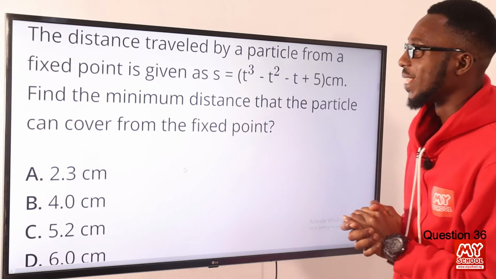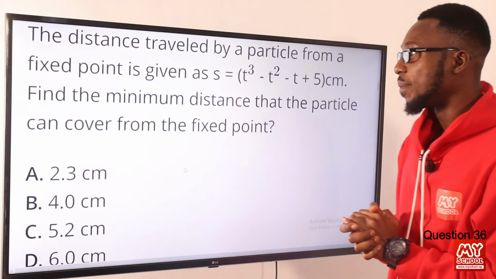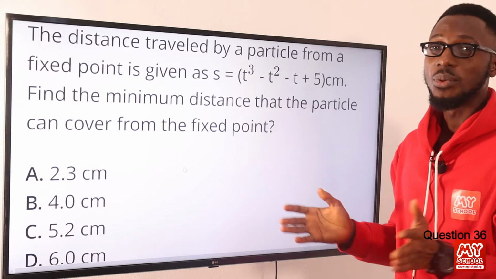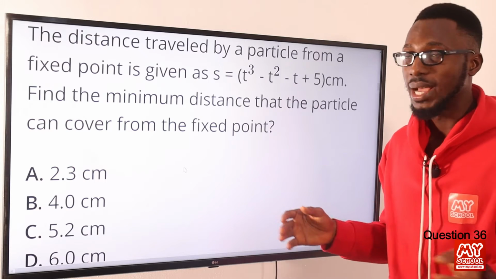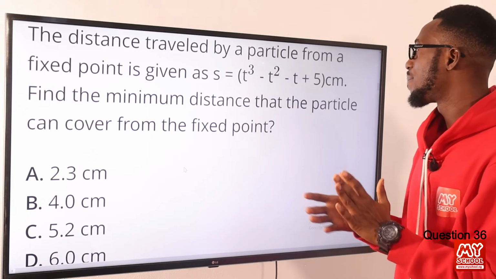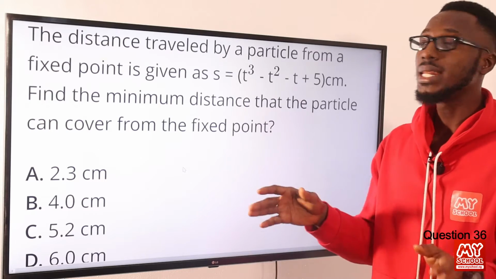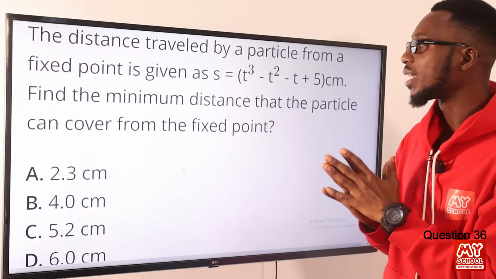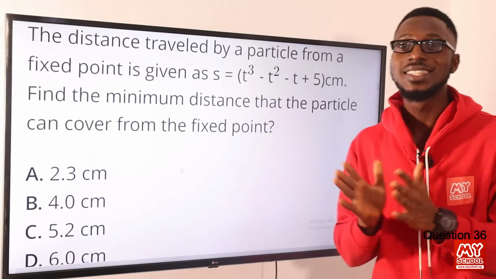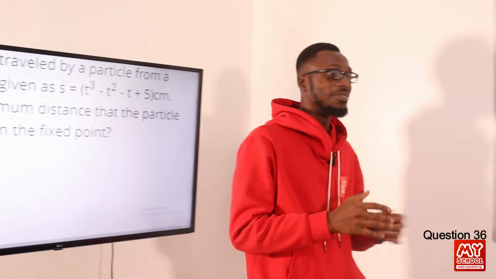Question 36. The distance traveled by a particle from a fixed point is given as S equals t cubed minus t squared minus t plus 5 centimeters. Find the minimum distance that the particle can cover from the fixed point. All right, this is still differentiation.